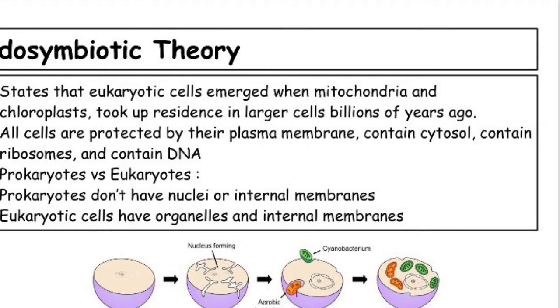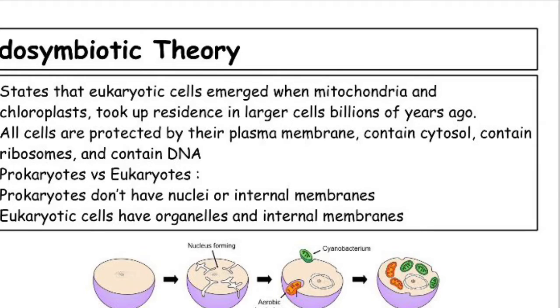The endosymbiotic theory states that eukaryotic cells emerged when mitochondria and chloroplasts took up residence in larger cells billions of years ago. What you should take away from this is that eukaryotes come from smaller prokaryotes. Some similarities between all cells are that they are all protected by their plasma membrane, contain cytosol, and contain ribosomes, along with DNA. Cytosol is basically the same as cytoplasm, and it contains a semi-fluid substance in which subcellular components are suspended.